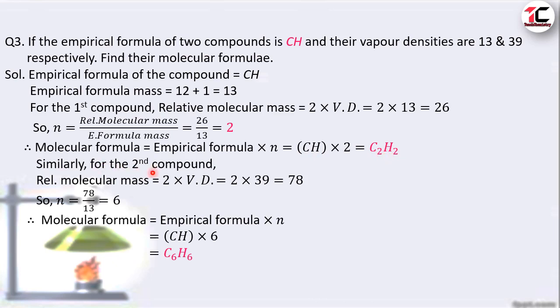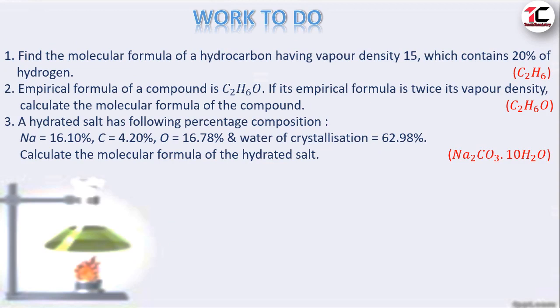Similarly for the second compound, relative molecular mass, it is 2 into vapor density, we get 78. N, it will be 6, and molecular formula, empirical formula into N, empirical formula is CH and N is 6, so it becomes C6H6. I think the topic is clear. You are able to find the molecular formula as well as the empirical formula.